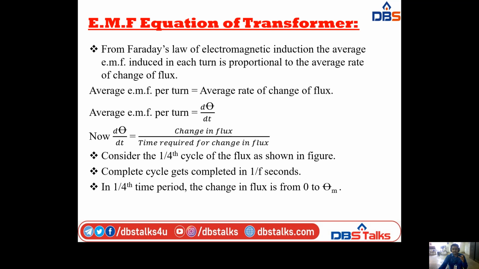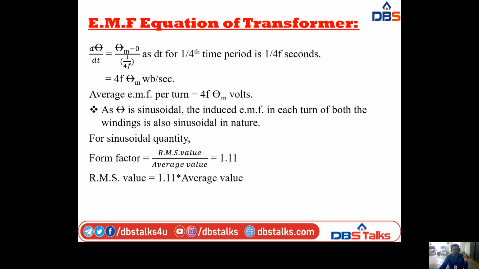In the 1/4th time period, the change in flux is from 0 to phi m, according to that waveform. So I am writing d phi by dt is equal to phi m minus 0 by 1/4f. Here 1/4f is the time taken for that quarter cycle.